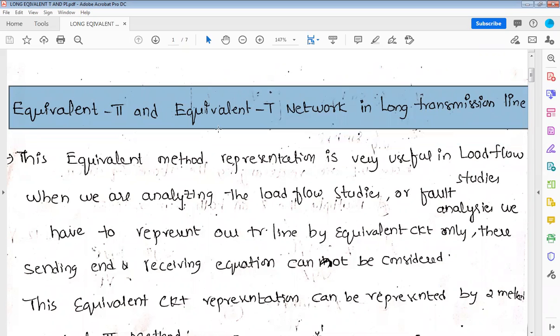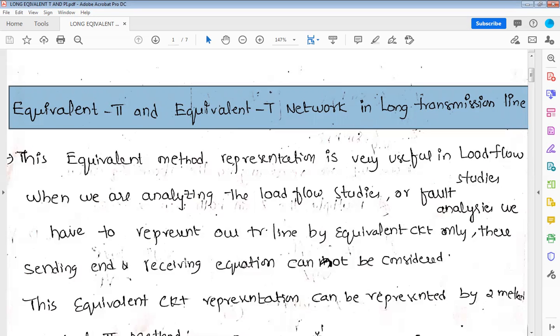In the medium transmission line, we used the nominal pi and nominal T networks. In the same way, for the long transmission line also, we are going to find the equivalent T and equivalent pi methods, the nominal pi or nominal T method, for both the medium and the long transmission line. Why are we finding this equivalent representation? Because this equivalent representation will be useful in load flow studies.